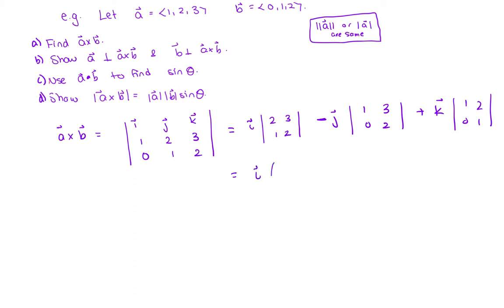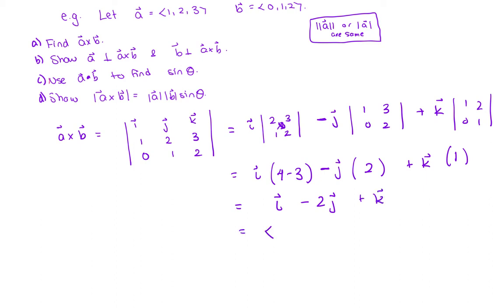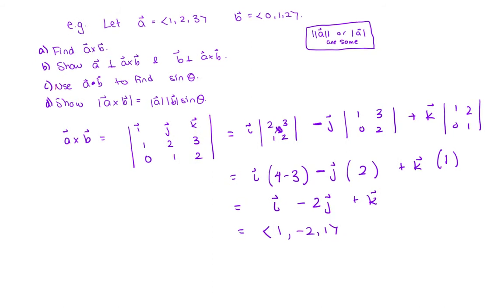So now I can take these 2 by 2 determinants. So I'm going to get I times 4 minus 3. Remember, I multiply along the main diagonal minus multiplying along the other diagonal, minus J times 2 minus 0, plus K times, oops, I drew an equal sign, 1 minus 0. So that's the vector I minus 2J plus K, or if we want to write it in angle bracket notation, we get the vector 1, negative 2, 1. So that is the cross product between those two vectors.